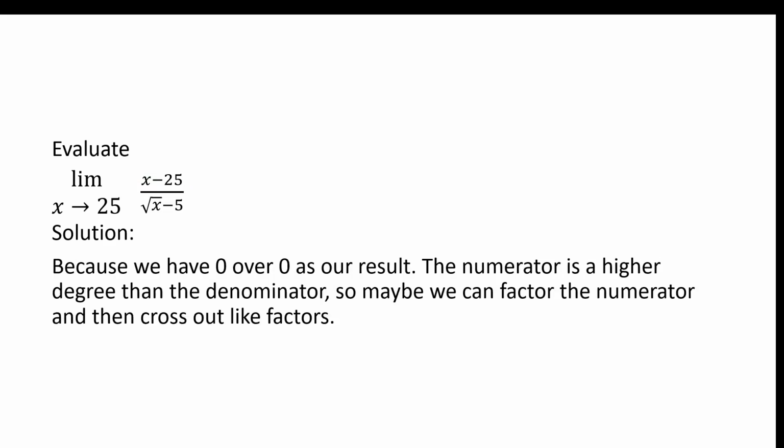And the answer is because you have 0 over 0 as a result. You have to try something. And the numerator is a higher degree than the denominator, so maybe we can factor the numerator and cross out like factors. So now we really scratch our heads. We say, how the heck could we factor that if we had to? And right now you might recognize, well, it's kind of a difference of squares actually. It's like root x minus 5 and then root x plus 5. And you can try that because you've got to try something.